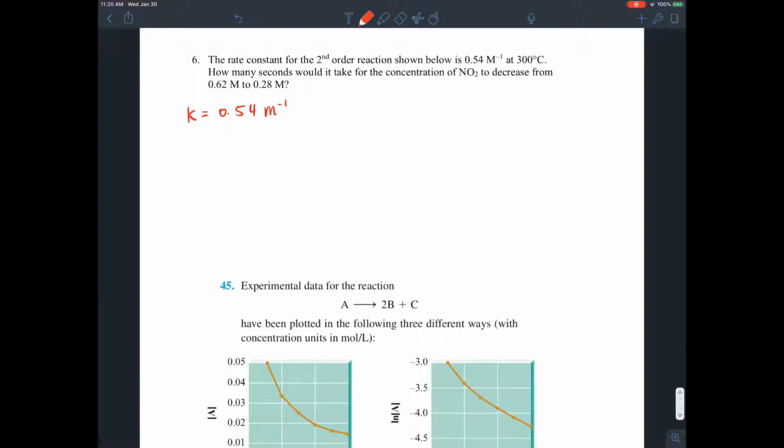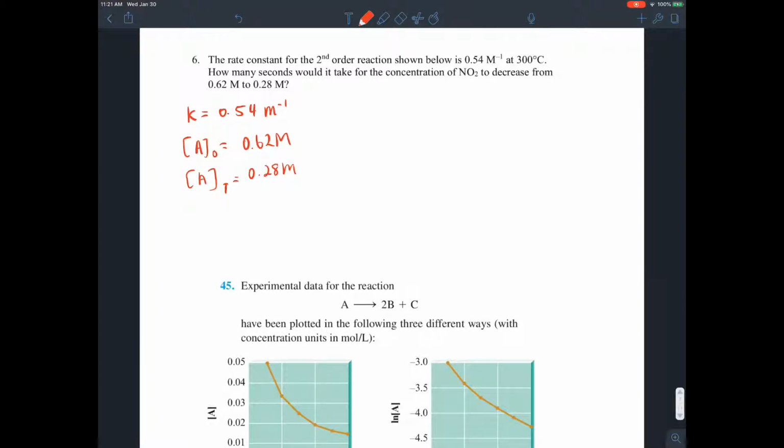Well, it's going from something to another thing. So what I'm going to consider is that my A naught, my initial concentration, is going to be the larger of those two values, which is 0.62 molar. And it's going to another molarity, which is going to be my A at time t, and that's going to be 0.28 molar.